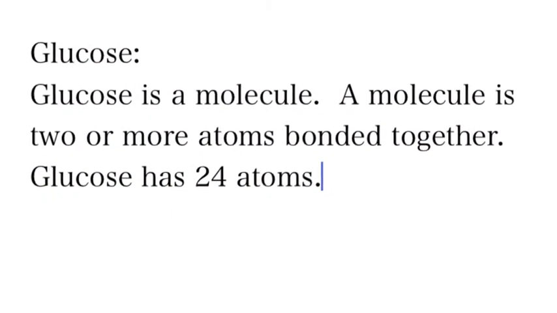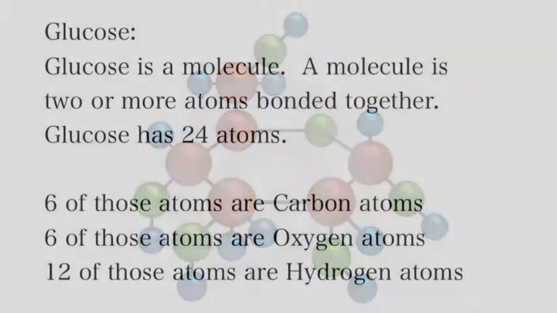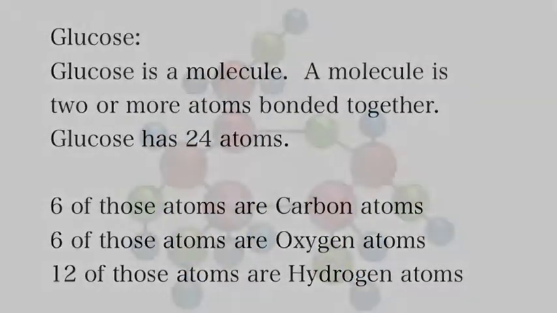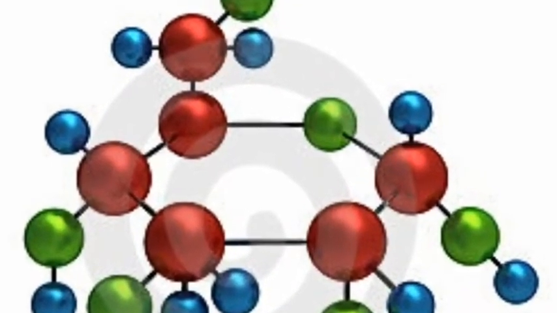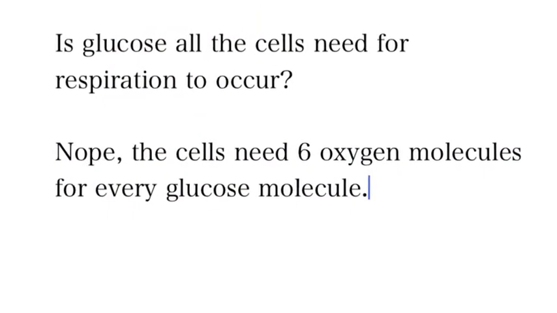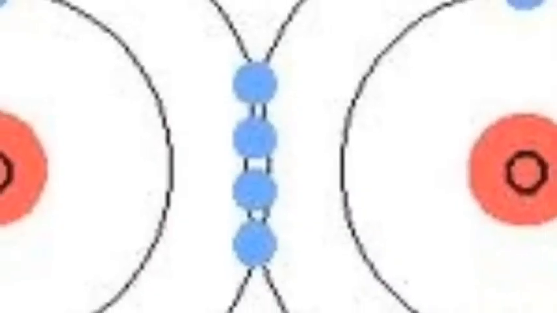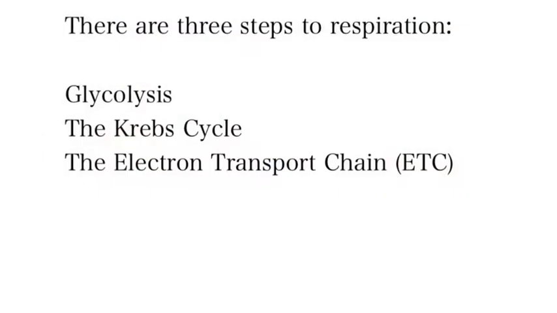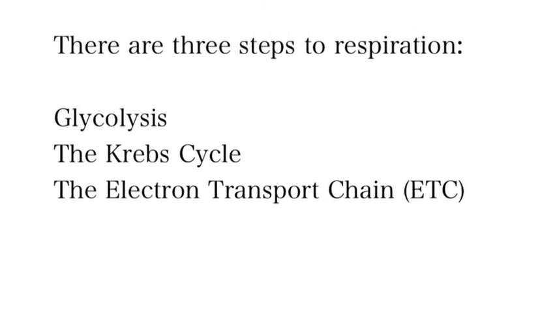So this glucose molecule has a lot of energy, but it's not energy the cell can use. And it's got 24 atoms, and that's just too big for a cell to use. Now, in that, it's got 6 carbon, which are the red, 6 oxygen, which are the green, and 12 hydrogen, which are the blue. Okay? Now, glucose is not all that's needed for this. We also need oxygen, and the oxygen molecule has 2 oxygen atoms. Remember that.